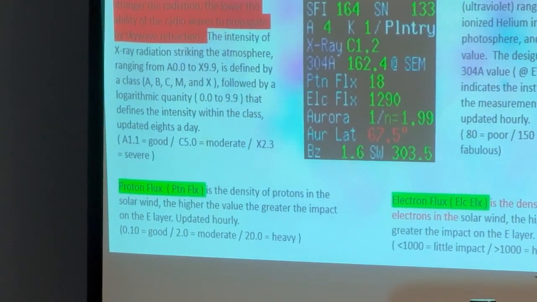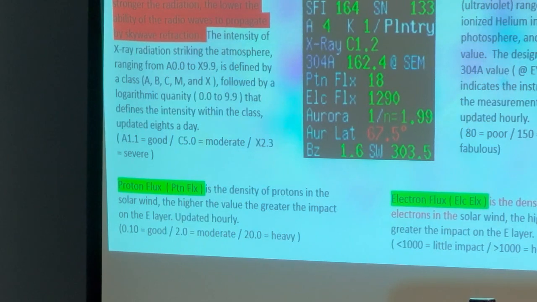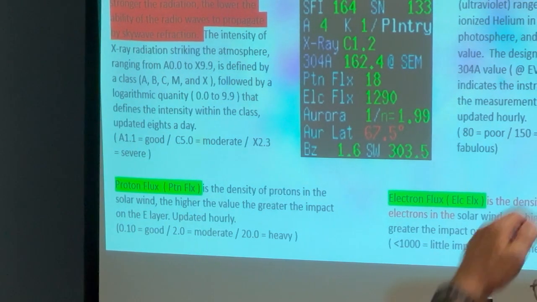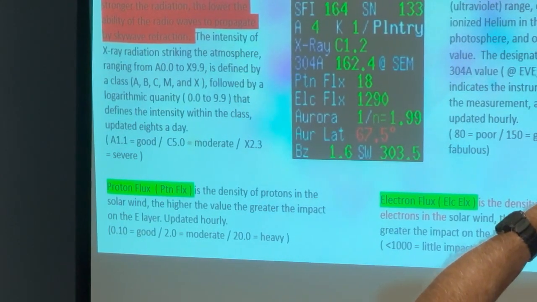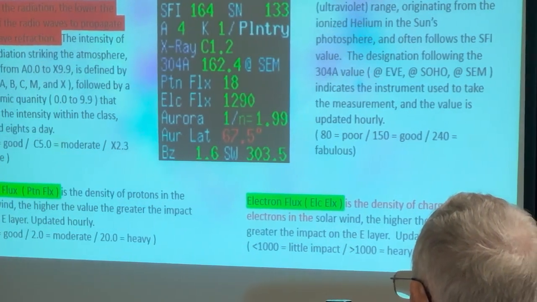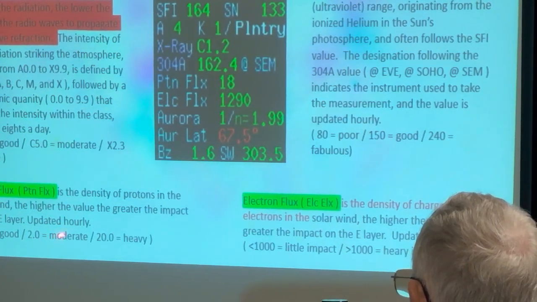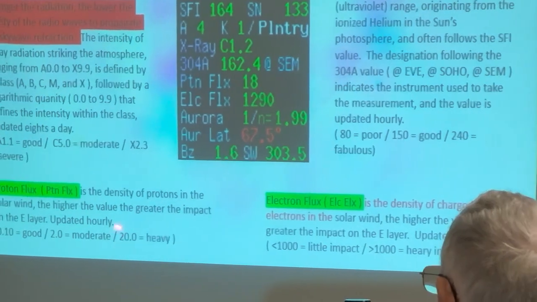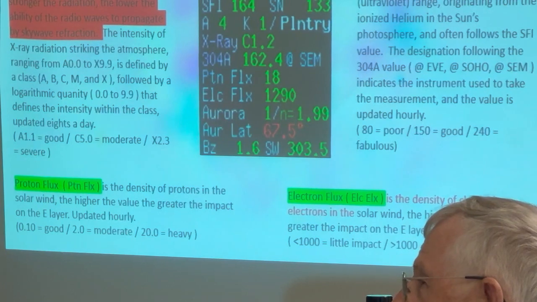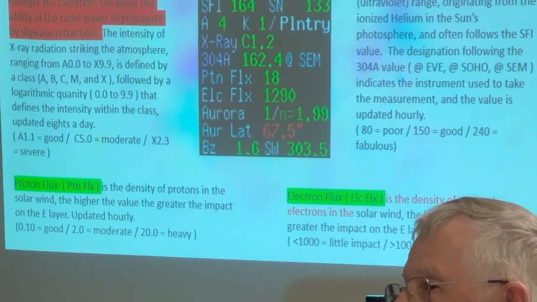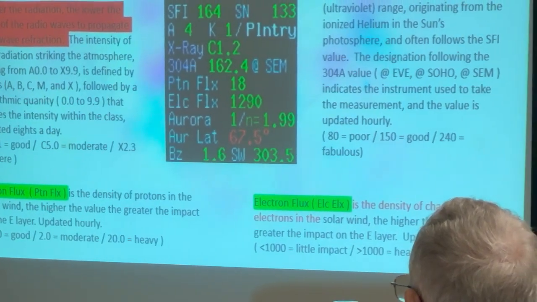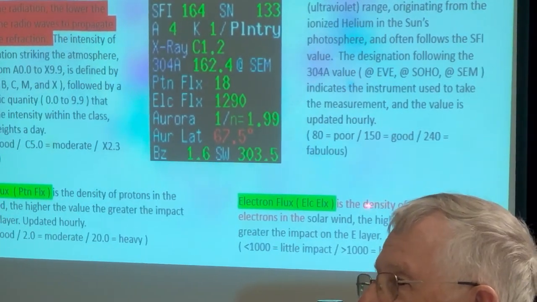The electron flux density is the density of the charged electrons in this solar wind. And it also has an effect on the E layer. Now they say that 0.10 is good, 2 is moderate, 20 is heavy. Now I've seen some of these measurements where it will be up in the thousands. And the electron flux density, some of these I've seen as high as 15,000.